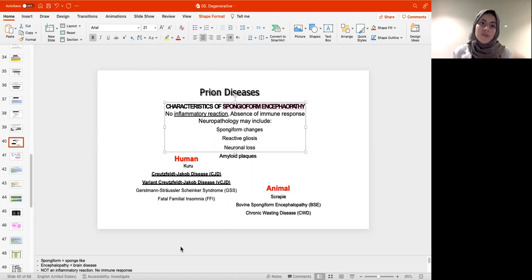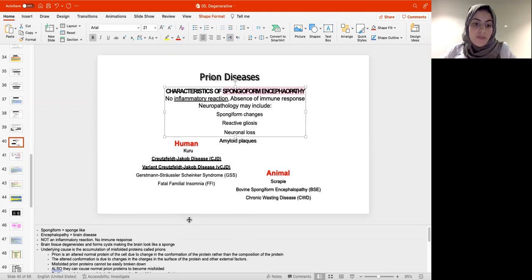And additionally, which makes it seem like an infection, is that you can transmit it to other people. So if someone is contaminated with prion protein and he gives a blood transfusion, the person receiving the blood transfusion can get the prion disease. That's why it can sometimes be thought of as an infection, but it's not really an infection. Okay. So that's what you need to remember about prion protein.